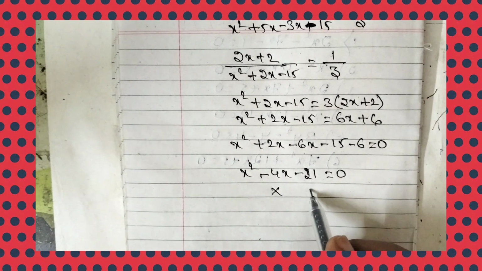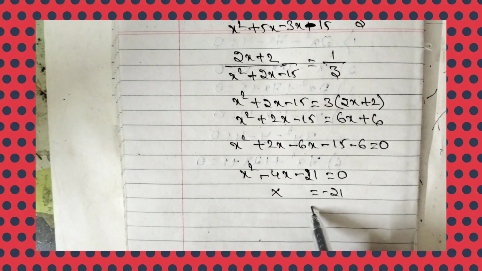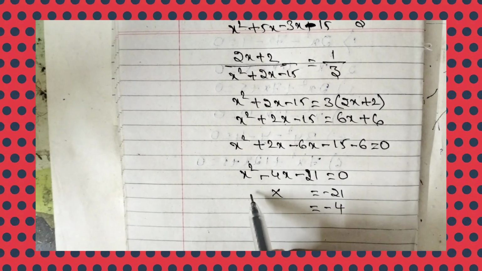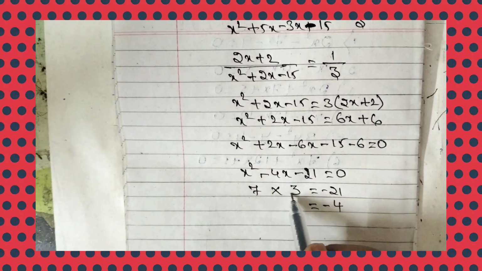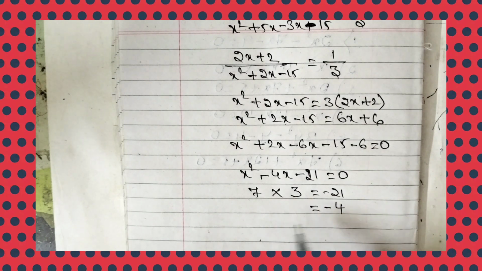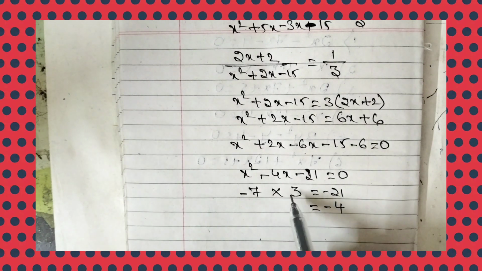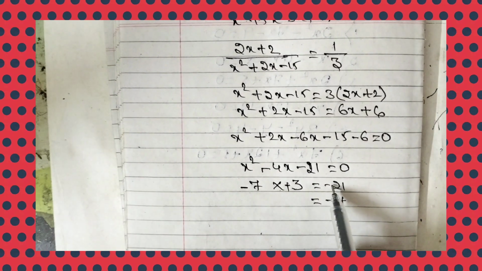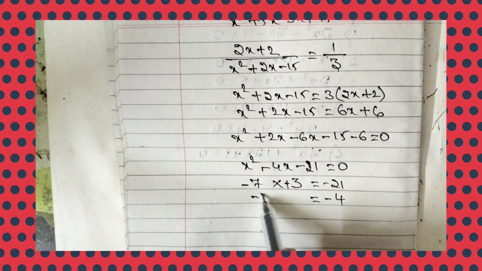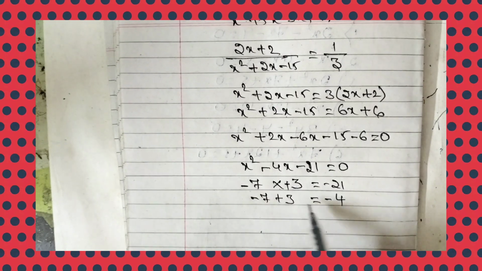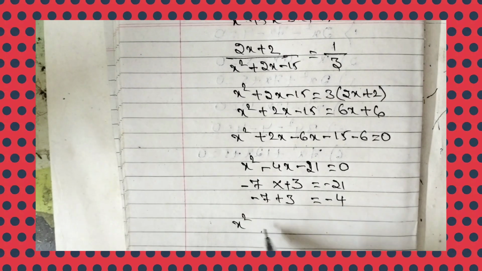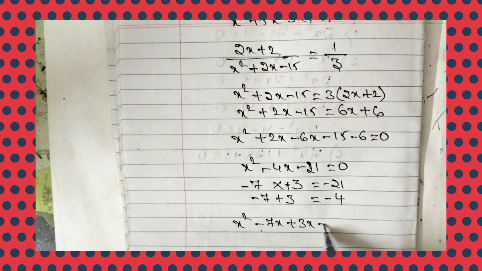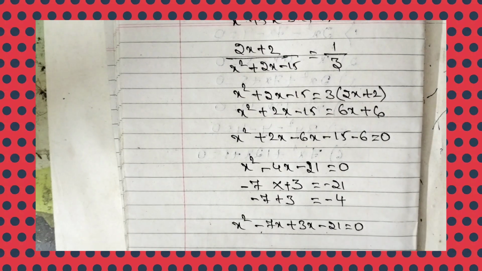If you multiply any two numbers, you will get minus 21. If you add or subtract, you will get minus 4. So one is 7, another one is 3. So here, if you want to get minus 4, for the bigger number minus and for the smaller number plus. Minus into plus is minus. 7 3s are 21. Minus 7 plus 3 is minus 4. So x square minus 7x plus 3x minus 21 is equal to 0.